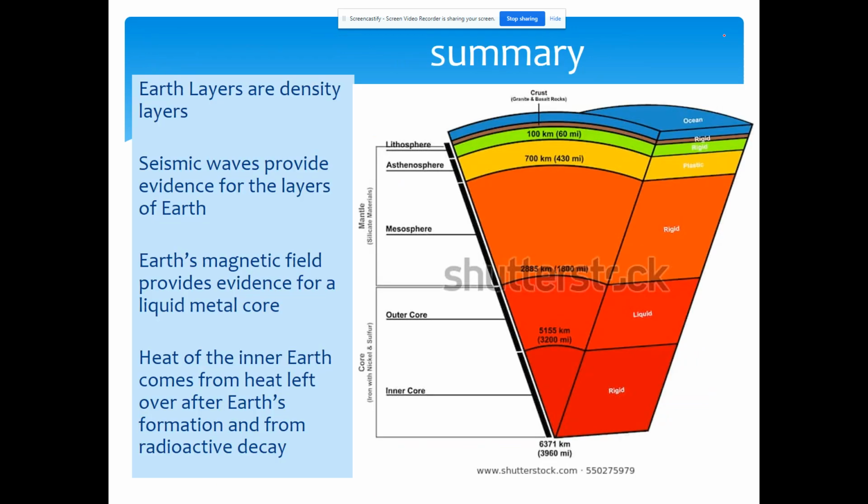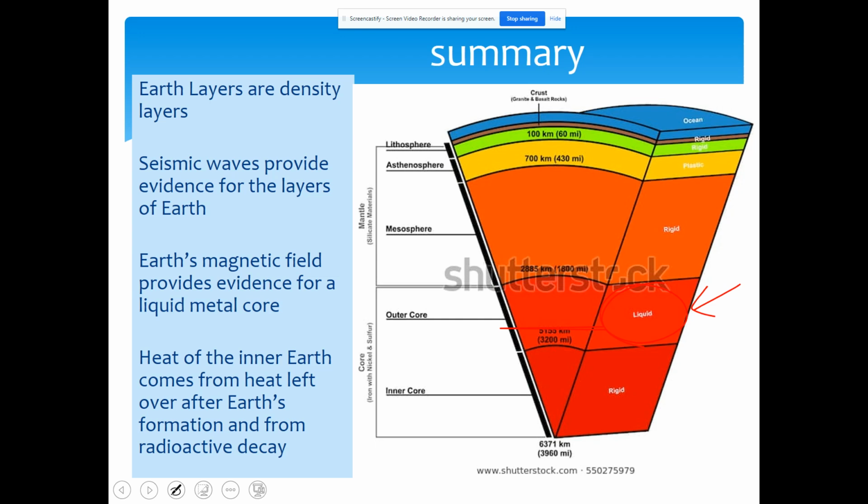All right, in summary, Earth's layers are density layers, and they formed when the Earth was a molten mass. Seismic waves provide evidence for the different layers. They speed up as the density changes, change direction as the density changes. Some seismic waves can't go through a liquid, like this liquid layer here, and therefore they completely stop. That would be the S wave.